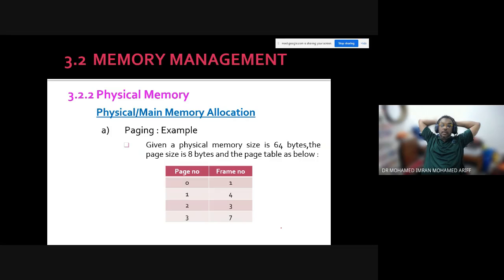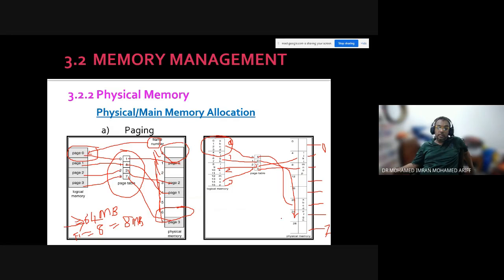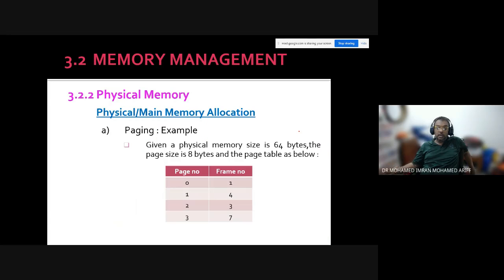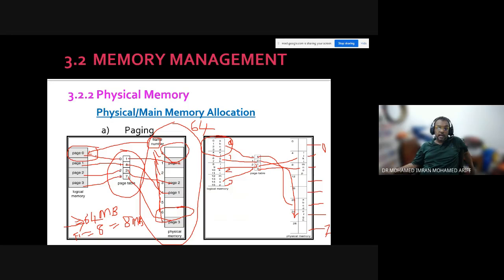Given a physical memory of size 64 bytes, the page size is 8 byte and the page table is as below. Okay? So what are you given? You are given the physical memory of 64. Physical memory 64 tu di mana? Physical memory 64 tu ialah this one here. So they're saying physical memory secara keseluruhan is 64. Okay. And page size ialah 8.